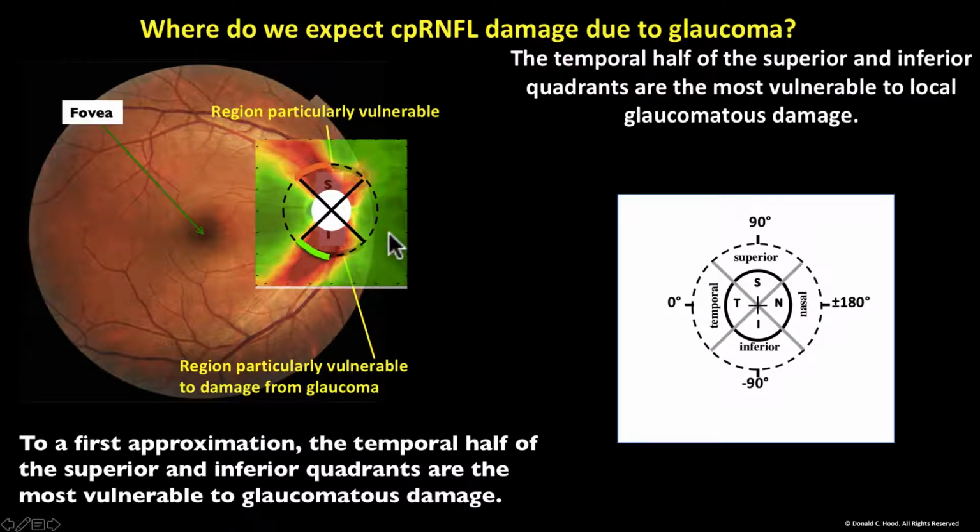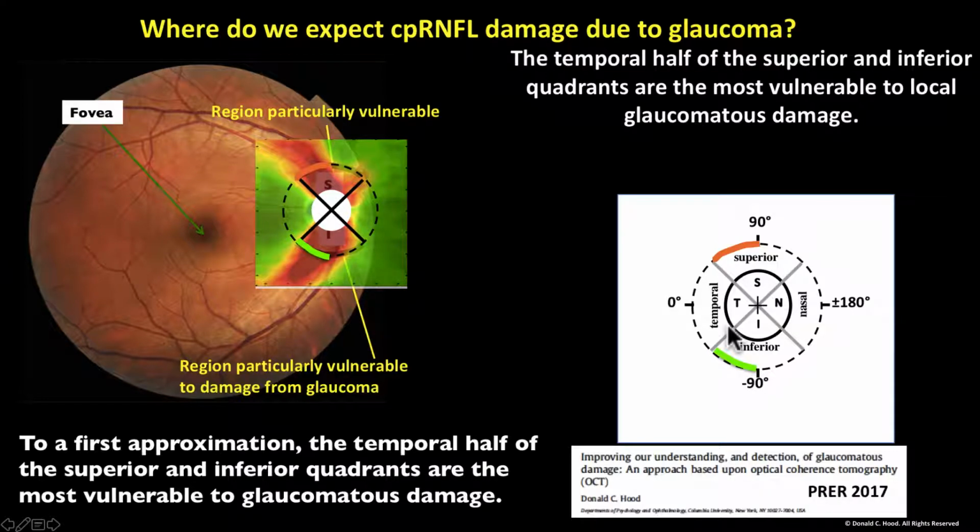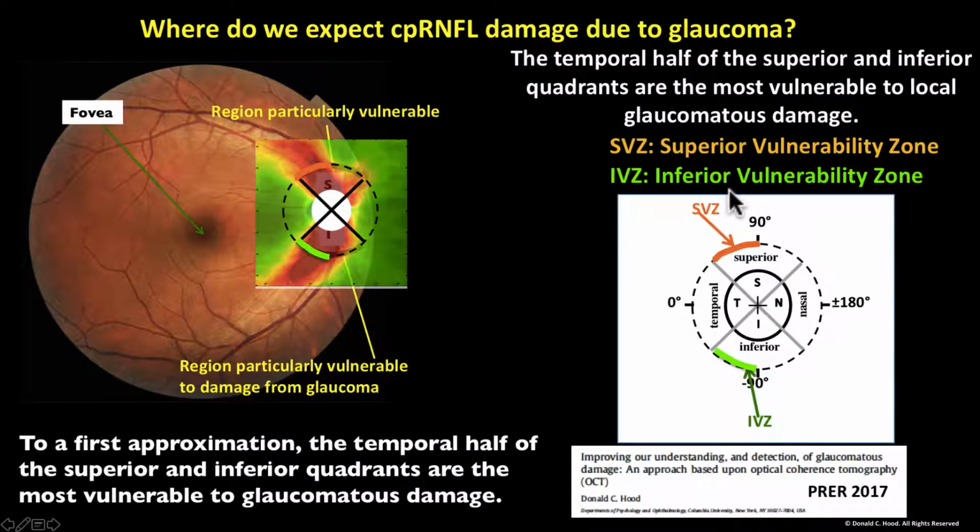Okay, so where do we expect circumpapillary damage due to glaucoma? Well, we expect it here, and we expect it here. All right, so in a recent paper, we referred to these as the superior vulnerability zone and the inferior vulnerability zone.